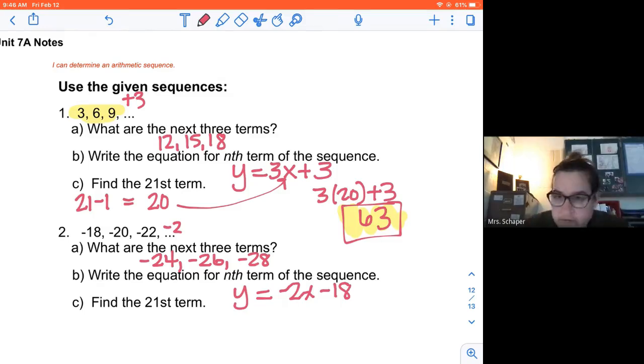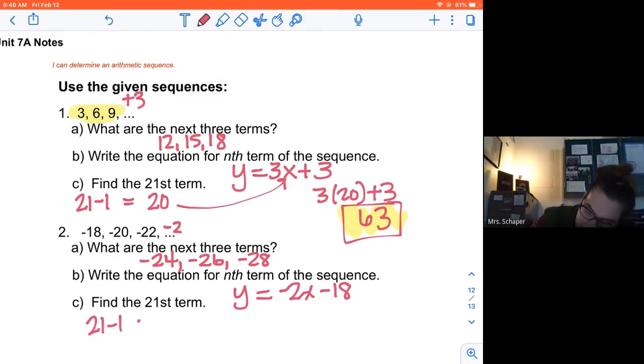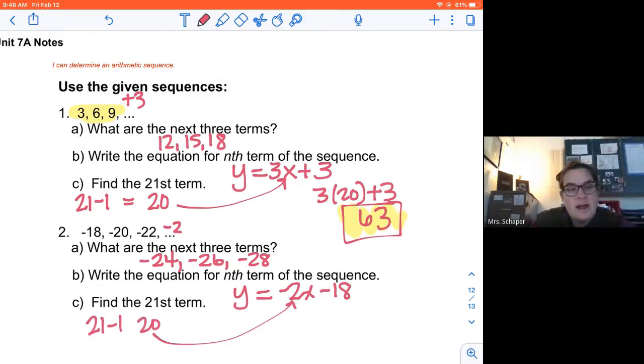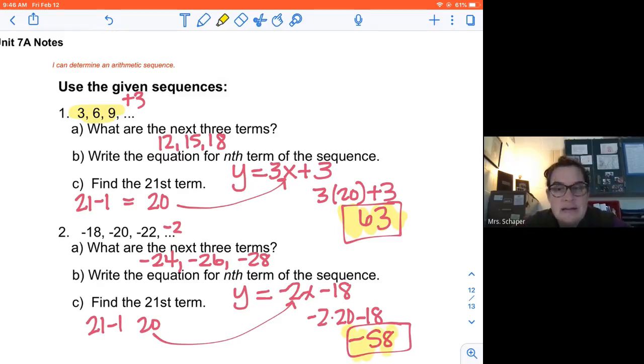I'm going to find the 21st term again. So I'm going to take 21 minus 1, that's 20. That's what goes in for x. So -2 times 20 minus 18. So -40 minus 18 is -58.